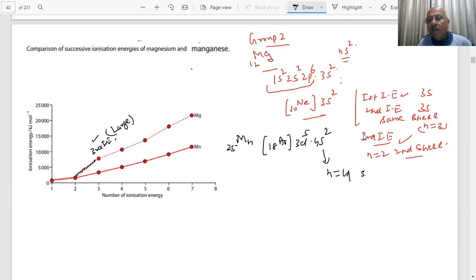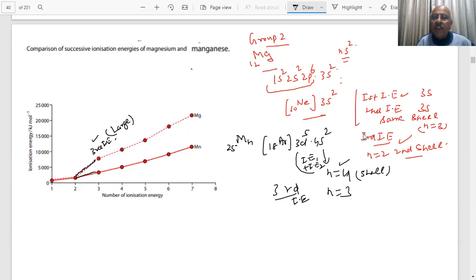First, the two electrons are going from the n equal to 4 shell. So you can see 1 and 2. And then the next is going from n equal to 3. Ionization energy 1 and ionization energy 2 are from the n equal to 4 shell, but the third is from n equal to 3. So there will be an increase here, as you see.